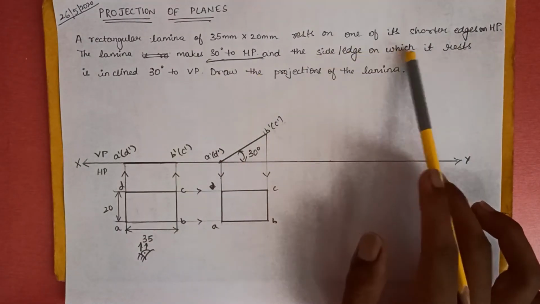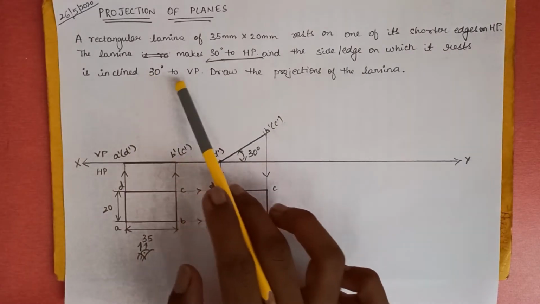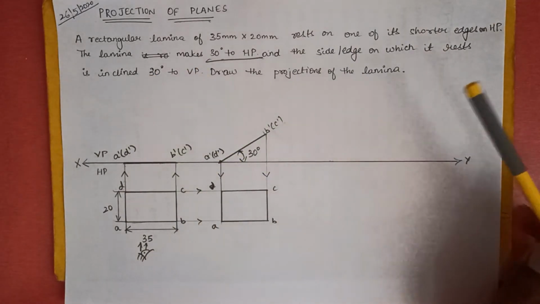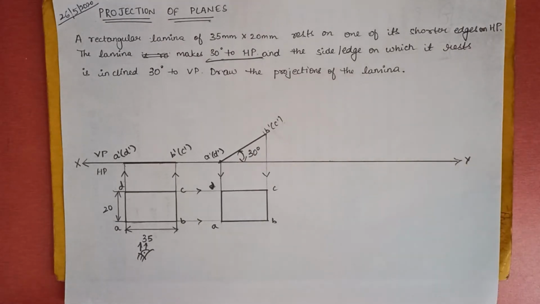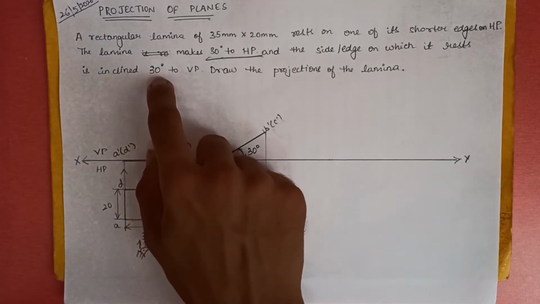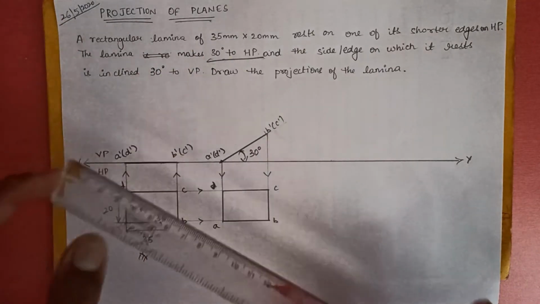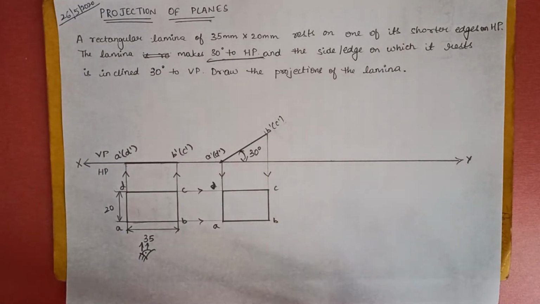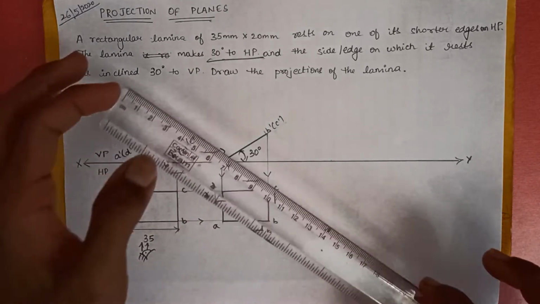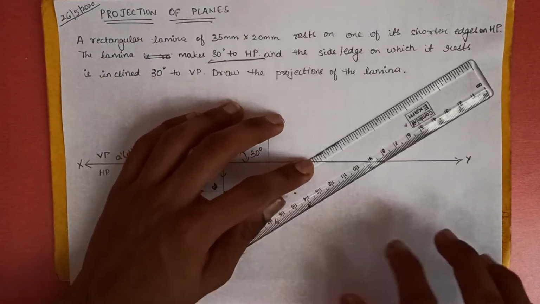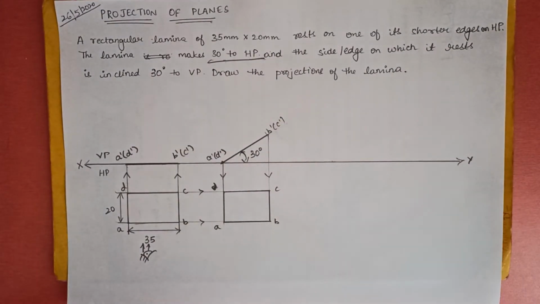Next, the side on which it rests is inclined at 30 degree to VP. That means the projection will be in HP. Now there's a small confusion that might hit your mind. That is, they have just mentioned that the inclination is 30 degree to VP. Now you can take the inclination however you want. Okay, it's not mandatory to take it in a particular way or in a particular fashion. So you can take your inclination like this, or you can take it like this. It doesn't matter, it gives you the same answer.